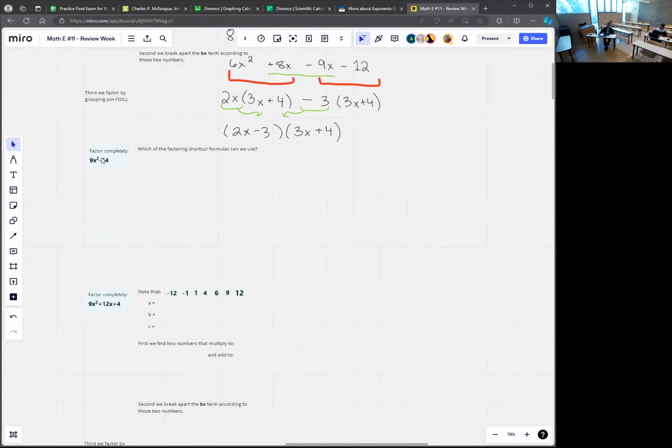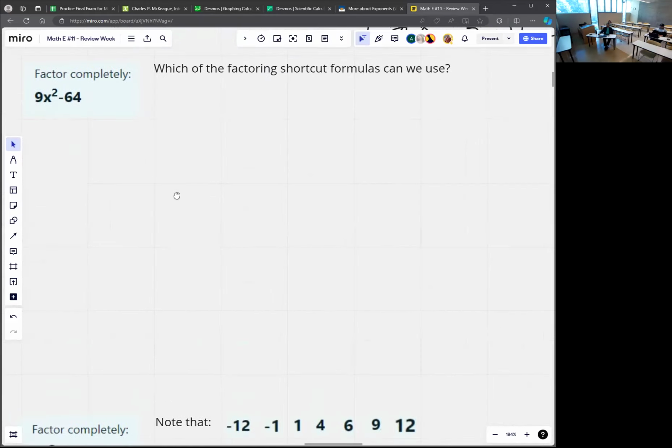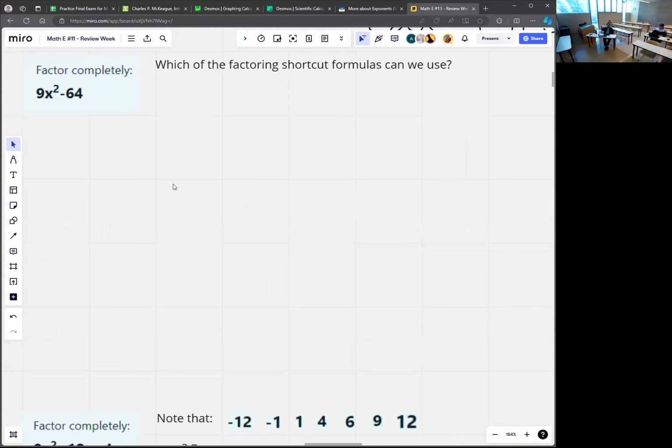Okay, we get to do it again. 9x squared minus 64. This one we could do the same way, but there's a shortcut. I'll tell you the name of the shortcut. Can you tell me the formula that goes with the shortcut? They call this one the difference of squares, because it's something squared minus something else squared.